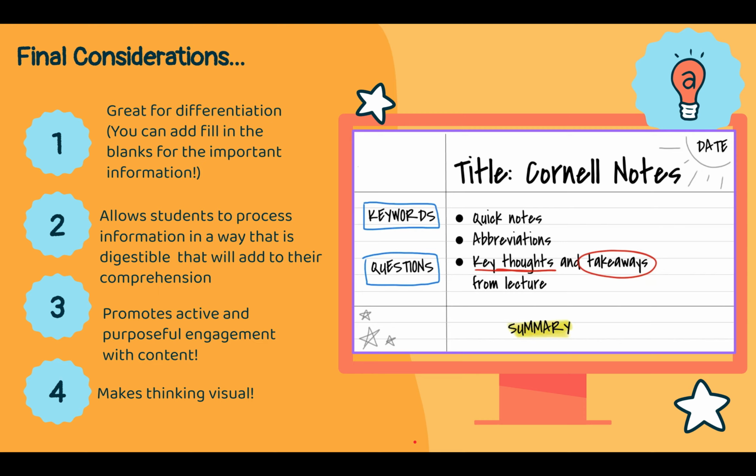Some final considerations for the Cornell Notes style of note-taking is that it's great for differentiation, so you can modify it to fit the needs of your classroom and your students. It allows students to process information in a way that is digestible and that will add to their comprehension. It promotes active and purposeful engagement with the content, and it makes thinking visual.